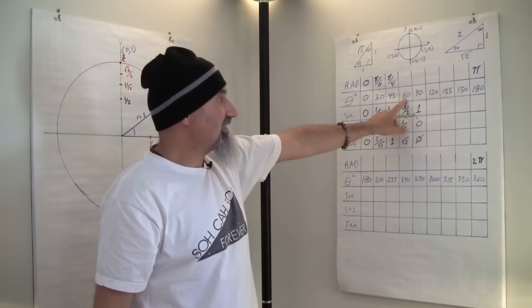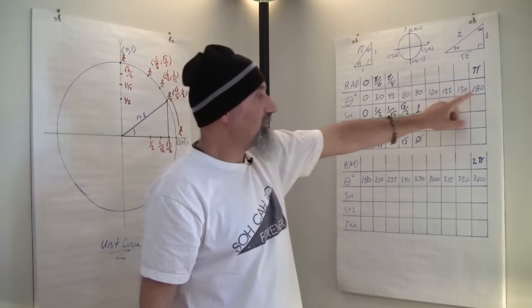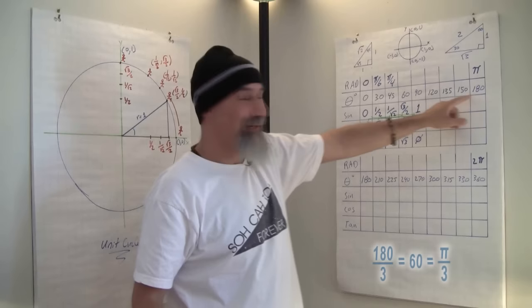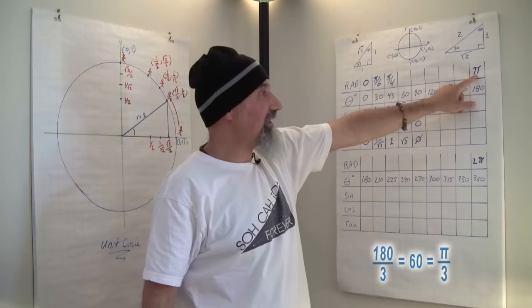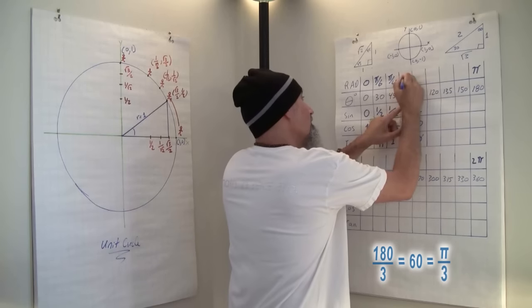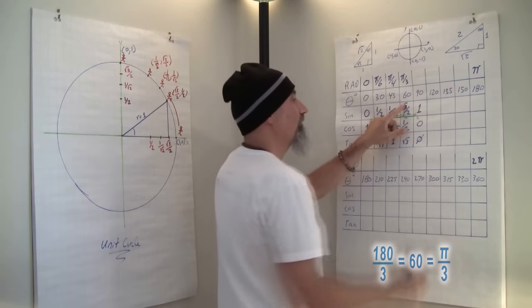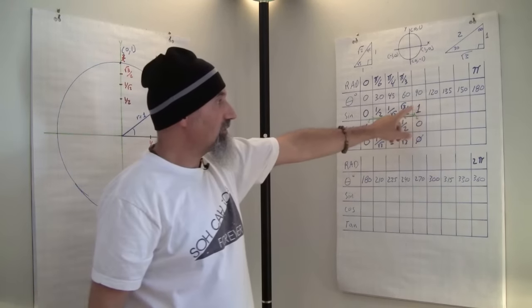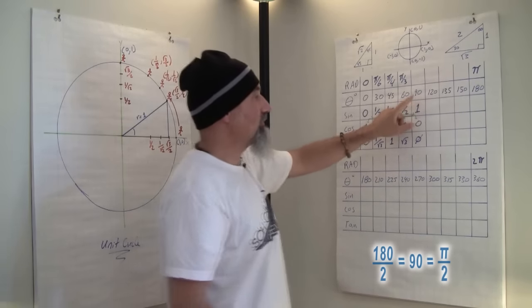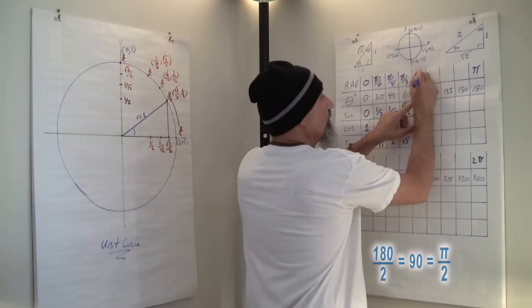What do we do to 180 degrees to get to 60 degrees? We divide 180 by 3. We do the same thing to pi. So pi divided by 3 is 60, right? Pi over 3. 90 degrees, we divide 180 by 2, right? So we're going to divide pi by 2. So 90 degrees is pi over 2.